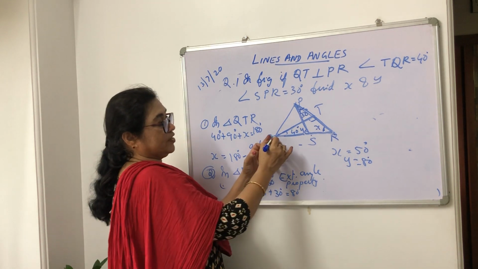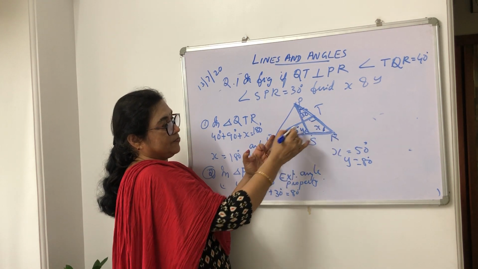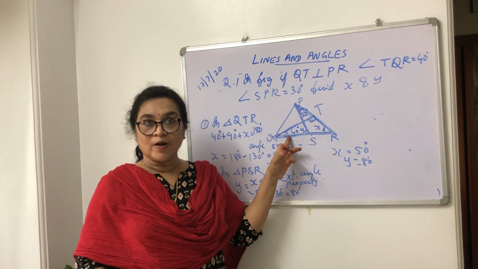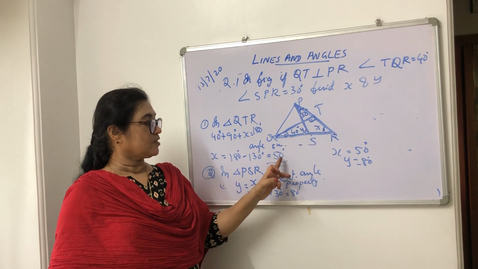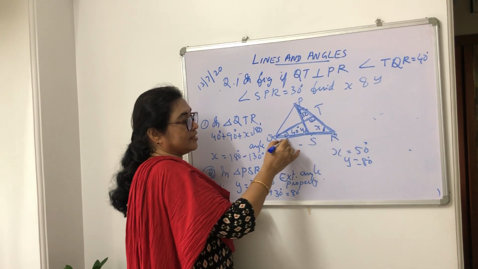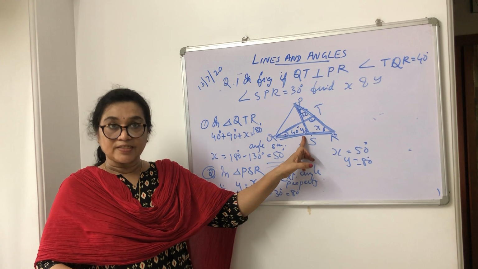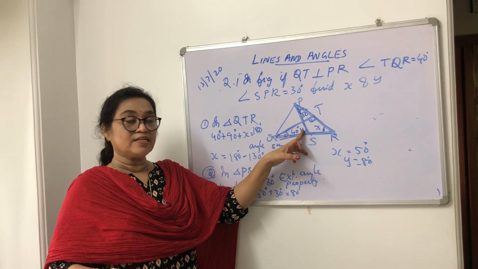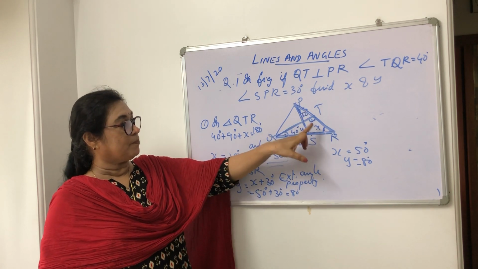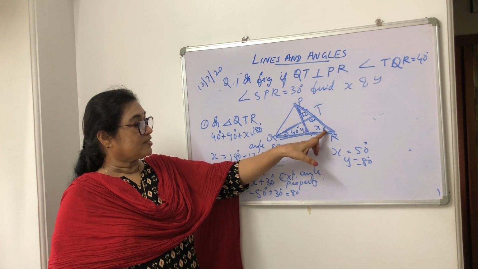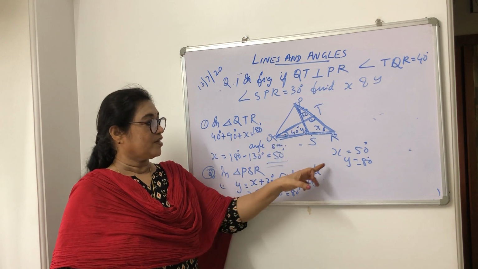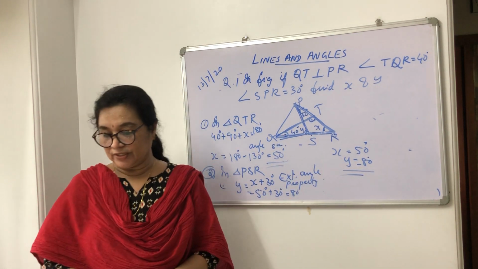So once again, first I have taken this triangle, the sum of these three angles: this is 90, this is 40, this is X. So X plus 90 plus 40 is 180, angle sum property. So X is equal to 50. Now I have taken this triangle PSR. This RS is extended, this Y is the exterior angle. This exterior angle is equal to the sum of the interior opposite angles. So Y is equal to 30 plus X. So X is 50, Y is equal to 30 plus 50, 80. Y is equal to 80 degrees. Both these angles, you got it.